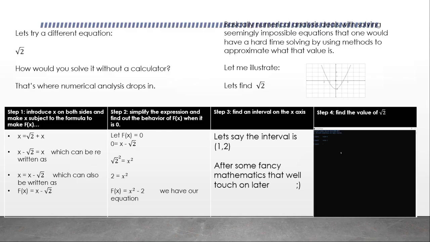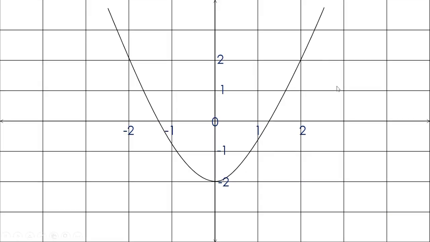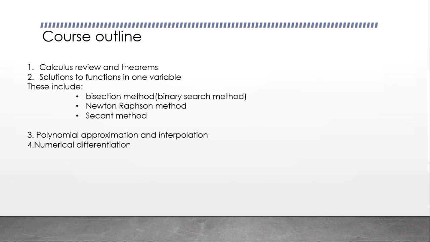All right, so I talked about this having a graph, which is x squared minus 2. So we have this type of equation, and our interval points were 1, 2, meaning we did have something between this range. So basically, that's what numerical analysis deals with, and the more we go on, the more you understand how to actually solve these equations. All right.